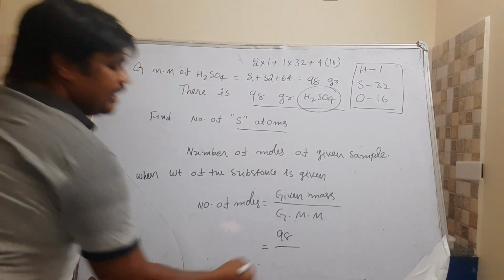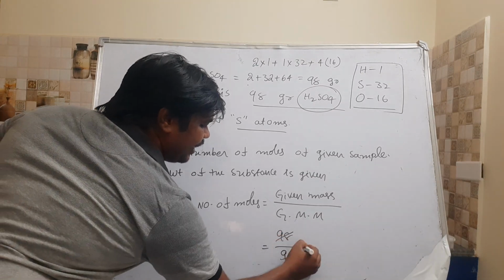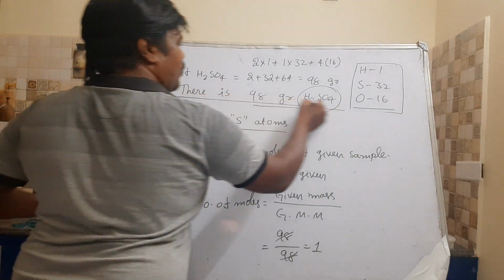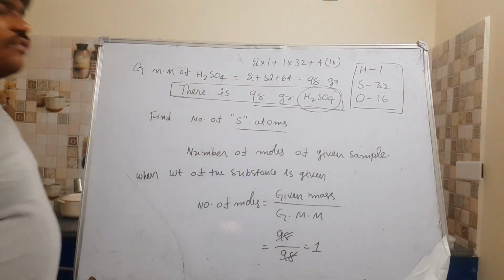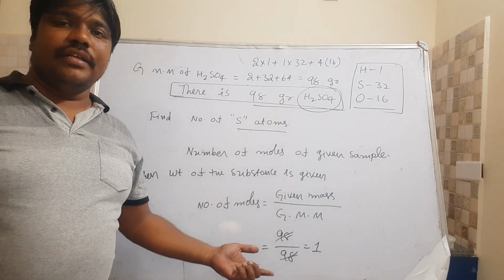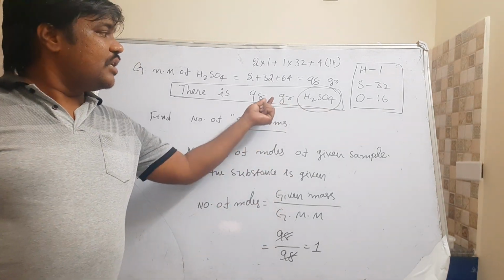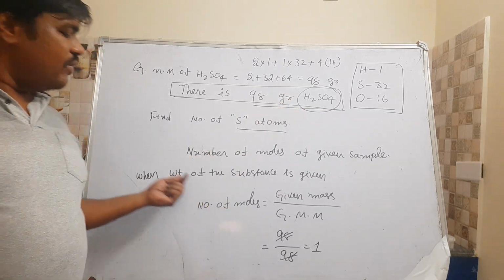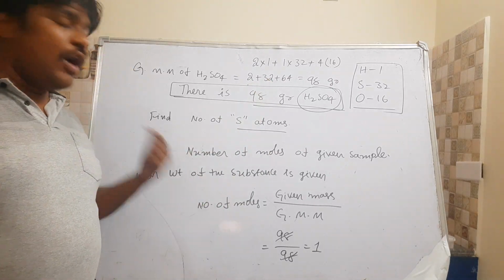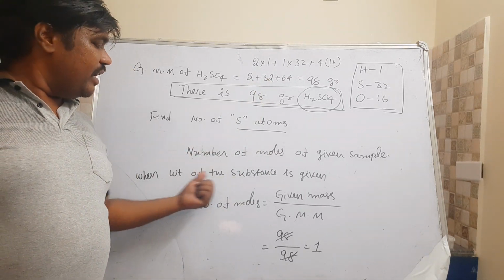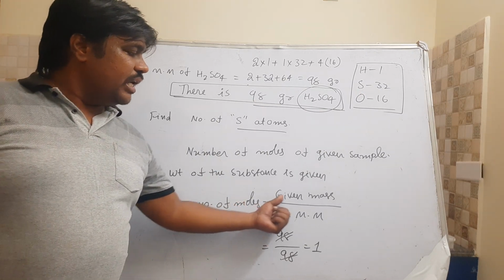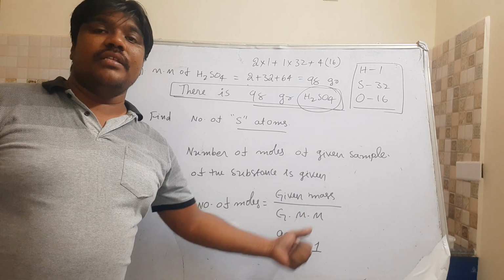Wow. So easy calculation, that is 98 by 98, this is 1 mole. In the problem they are giving 98 grams of H2SO4, right? This means 1 mole of H2SO4 is given. 98 grams of H2SO4 is nothing but 1 mole of H2SO4. How to calculate the number of moles when the weight of the substance is given? Number of moles is equal to given mass by gram molecular mass of the substance.